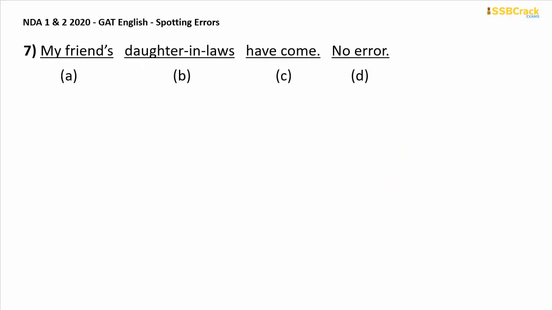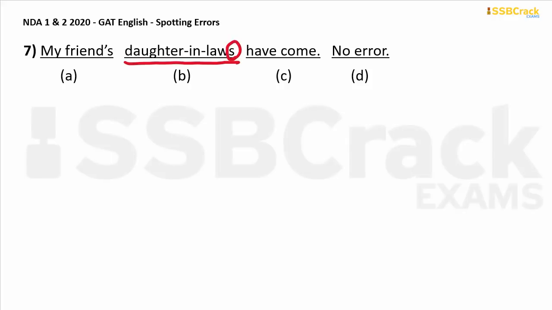Next question. My friend's daughter-in-laws have come. Now, there is a wrong usage of the compound noun daughter-in-laws here. So if you have already followed my content lecture on nouns, where I have given you one of the rules of compound nouns, whenever you want to change any compound noun into its plural form, then you need to add s, that is the plural suffix, at the very end of the principal noun or the chief noun in the compound noun.